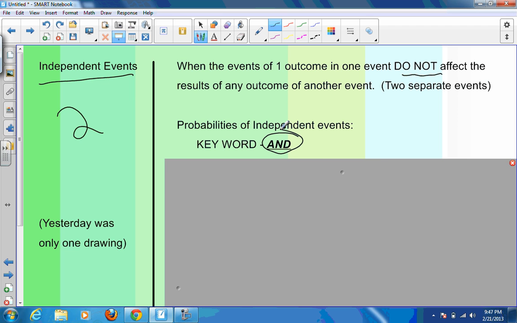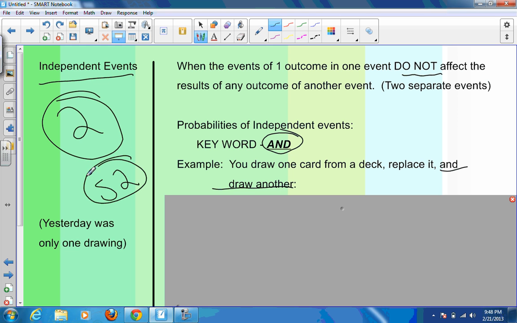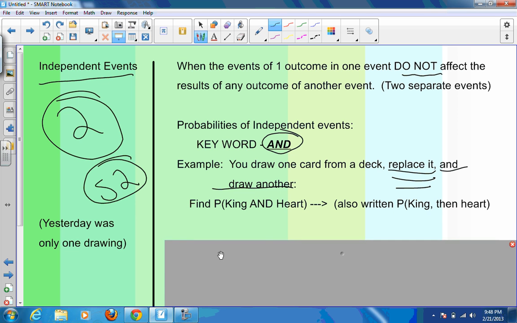All right. When you look at an example, I can say that I draw one card from a deck, replace it, and draw another. Okay. That is two separate events. And if I draw one card and I put it back, when I draw the second card, it doesn't matter what I got in the first card that I drew. The first card doesn't affect the second card because I put it back in the deck. Each time I draw from the deck, there are 52 cards because I've replaced it. Okay, that's going to be a key phrase, replacement or without replacement. All right, so let's look at an example with this.